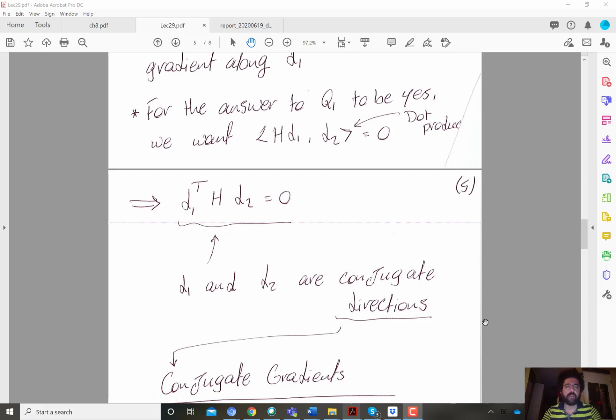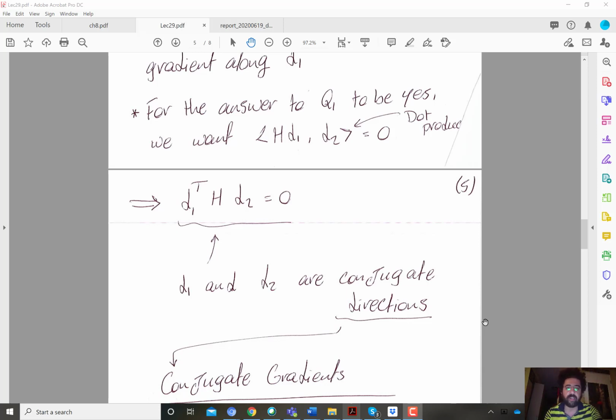Hi everyone. So in this video we continue our discussion of conjugate gradients, right? We agreed last time that the property we are looking for is not really that D1 should be orthogonal to D2, but that HD1 should be orthogonal to D2, right? D2 is, to recap, the direction that the line search works on in the second iteration. D1 is the direction that the line search works on in the first iteration.